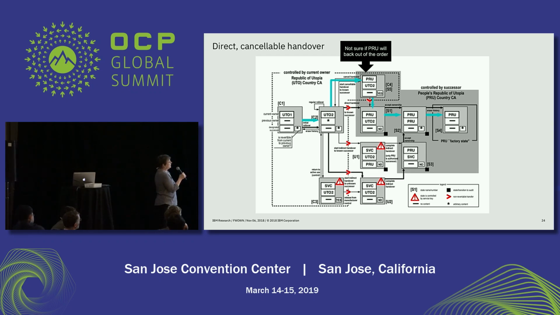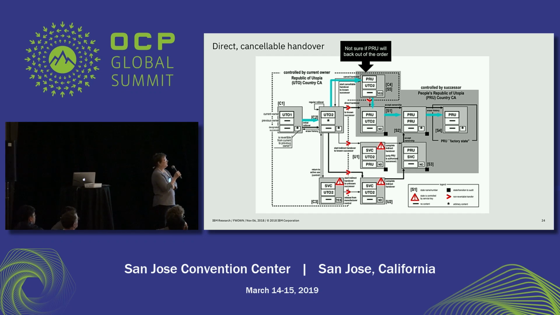So there are those 4 fields. You see the top one is the current owner. The middle box is the previous owner. The bottom one is the designated successor. And then there's a field as to whether or not you can revert what you just did.